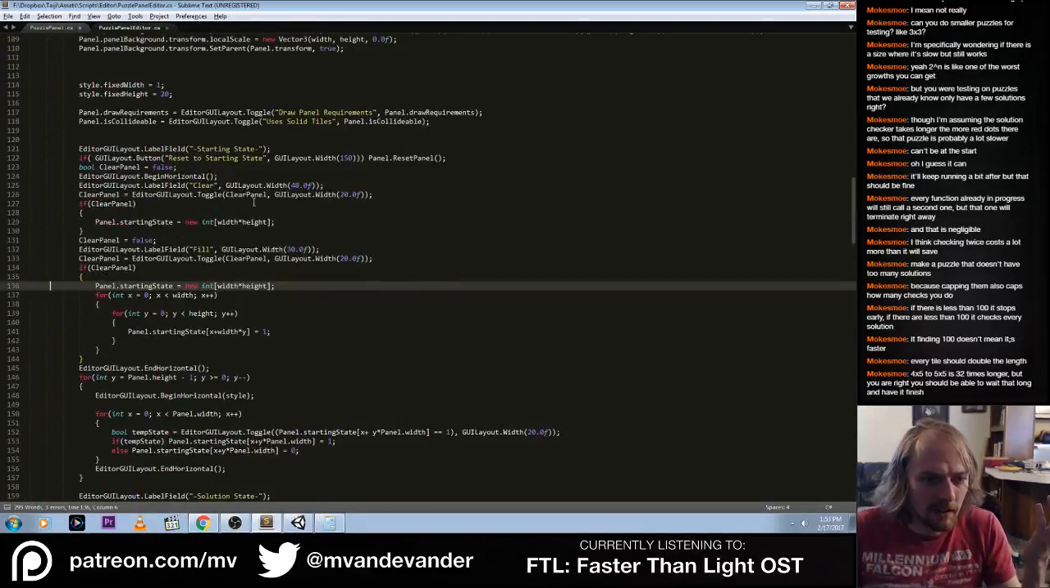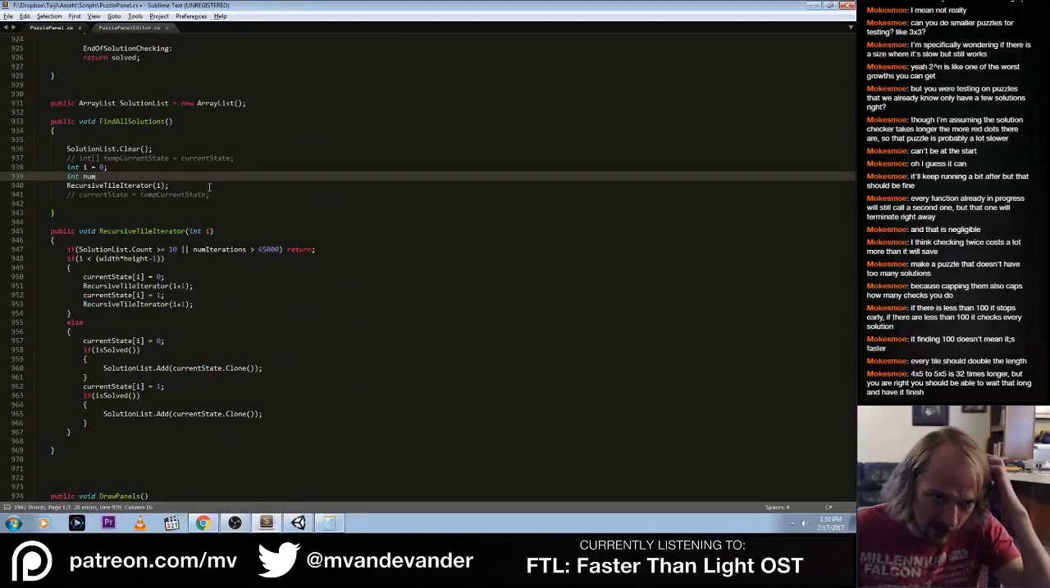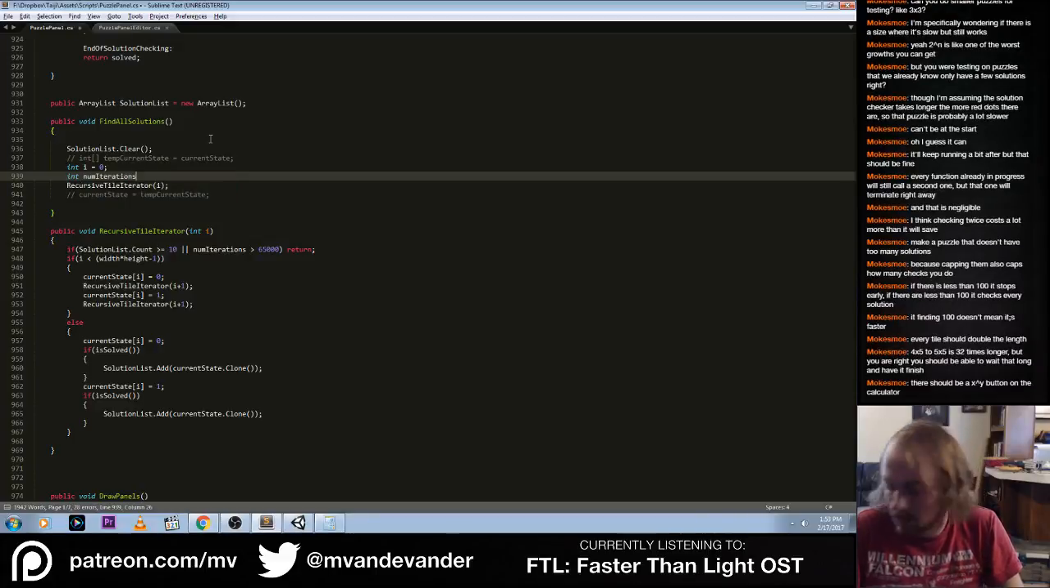What the heck? What the heck just happened? Oh, I control tabbed over. I need to change it to where control tab doesn't do that. Yeah, I know, I'm just dumb.